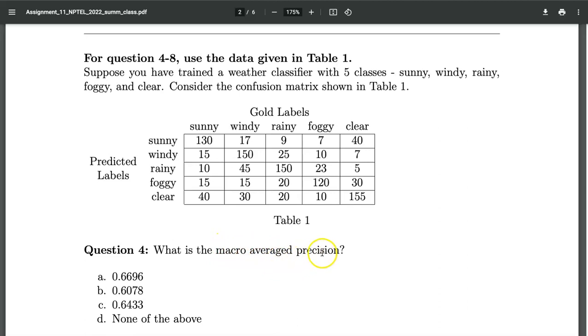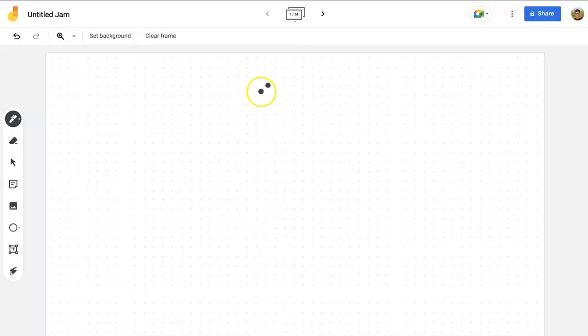To calculate the macro average precision, you need to calculate the confusion matrix for each of these classes separately. In this table, all the class labels are given together, but now you need to calculate the confusion matrix for each individual class. So how can you do that? Let's take a look. I think it is very easy, but this is a long problem, so just bear with me.